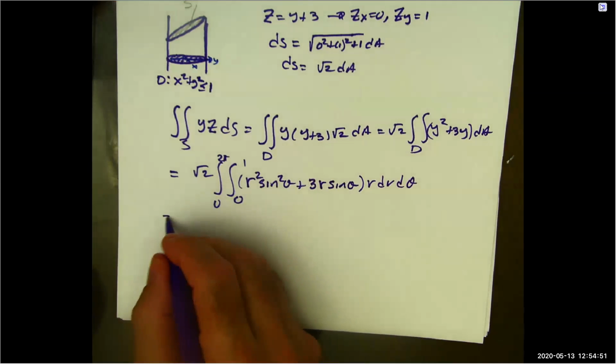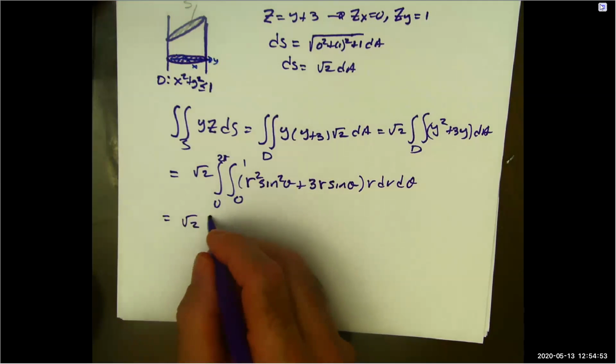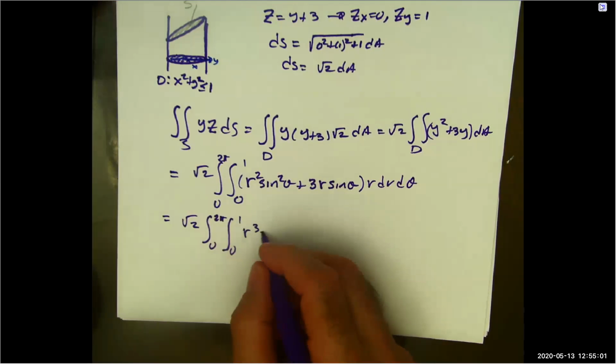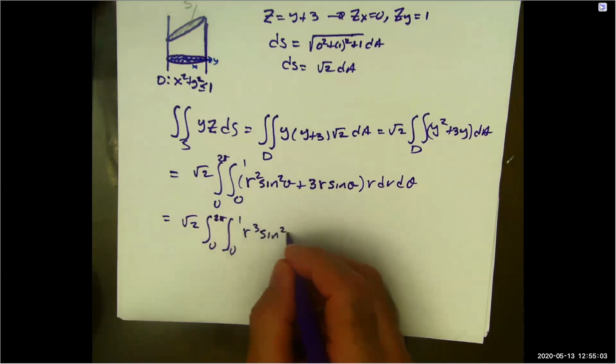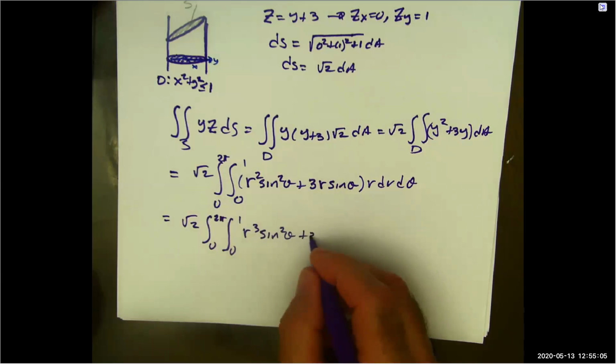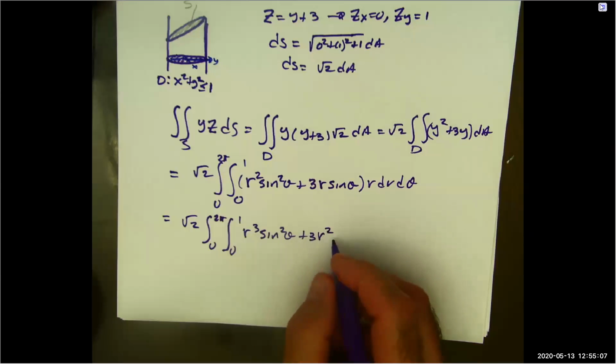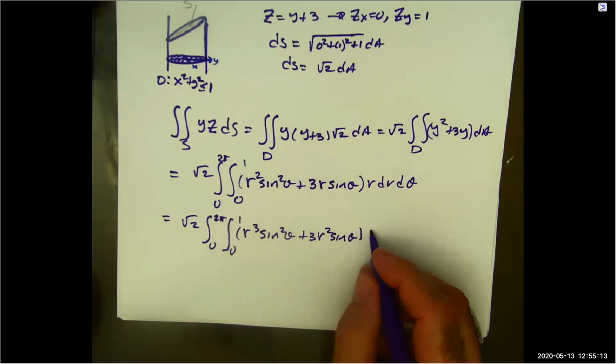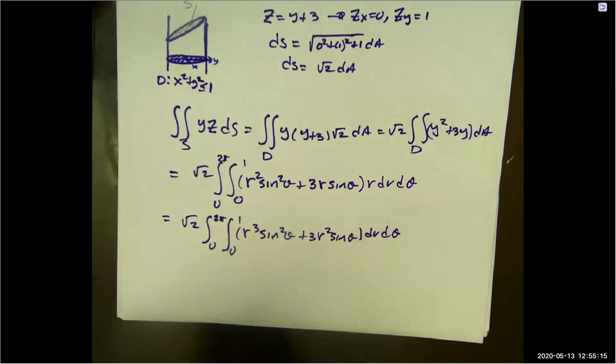So let's see, so we'll have the root 2, 0 to 2 pi, 0 to 1, we're going to have r to the third sine squared theta, and then plus 3 r squared sine theta, dr d theta. And so now we can go ahead and integrate this.